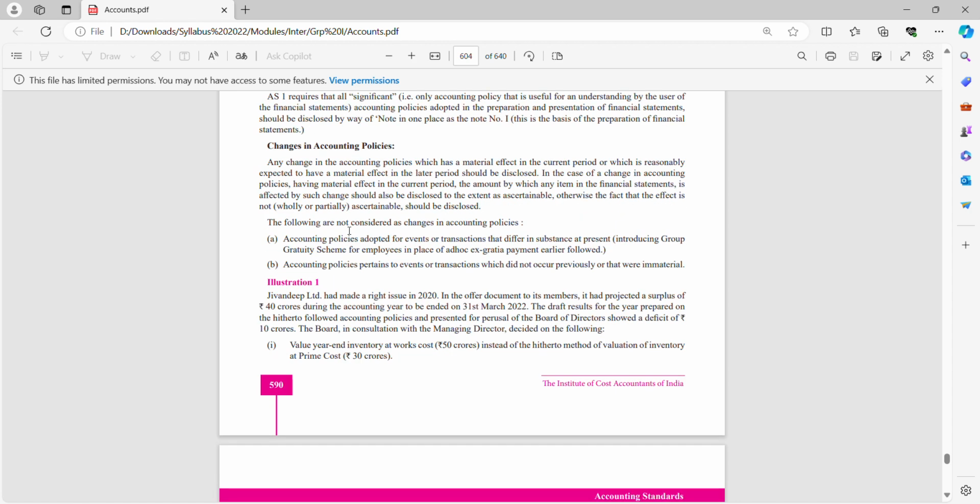I hope you are comfortable with the disclosure of accounting policy, this accounting standard one, and we are required to disclose all these standards. The standards which are followed or methods which are followed by the company for depreciation and for different areas.